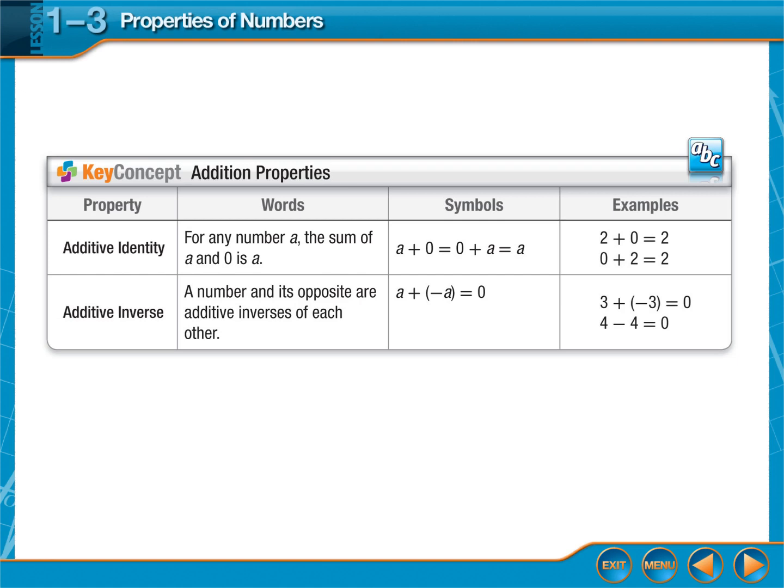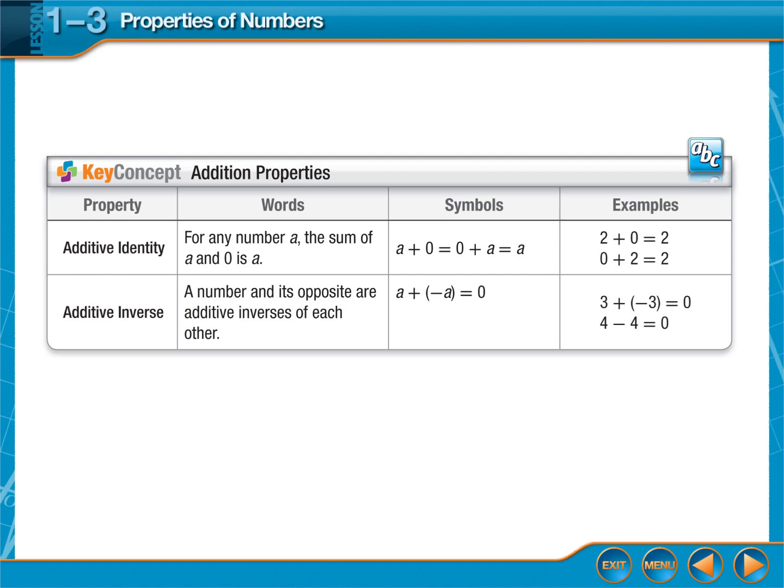What's an identity? What's an identity of addition? The identity is 0. Okay? Because when you add any number with 0, you're going to get the same number, right? What's the identity in multiplication? 1. Because you multiply anything by 1, you get the same number.